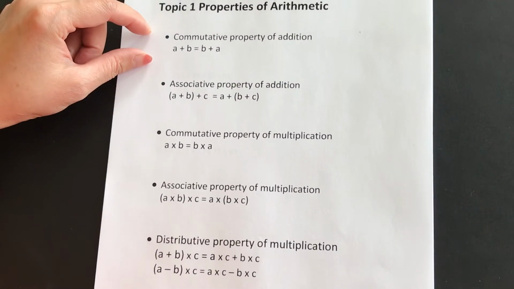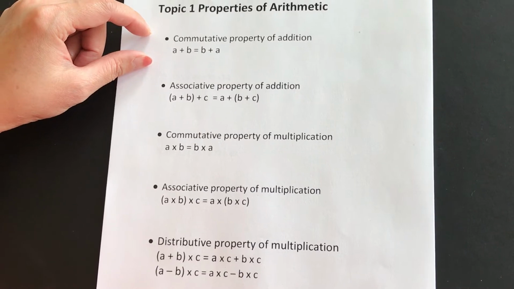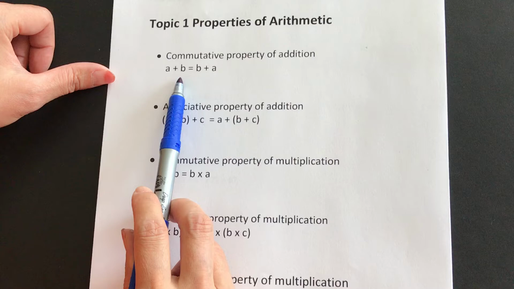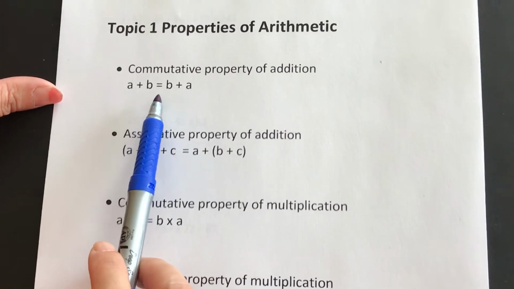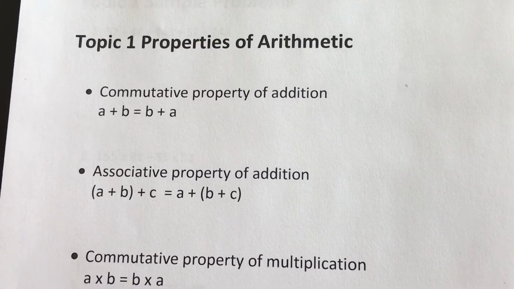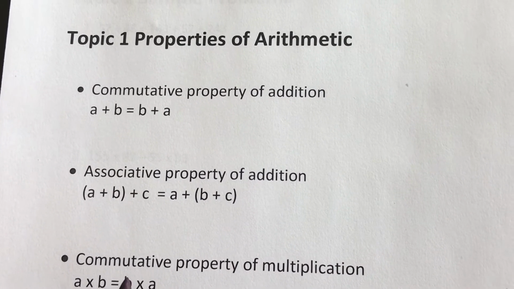So the first one is called commutative property of addition. So you have two numbers adding together, a plus b, and it also equals b plus a. So you can exchange the position of a and b and you get the same answer.